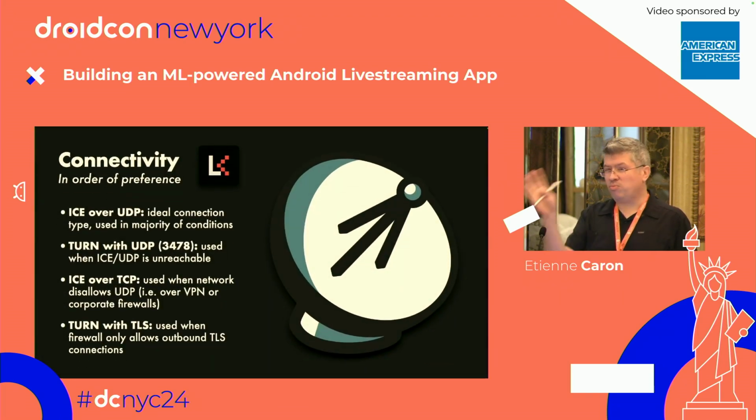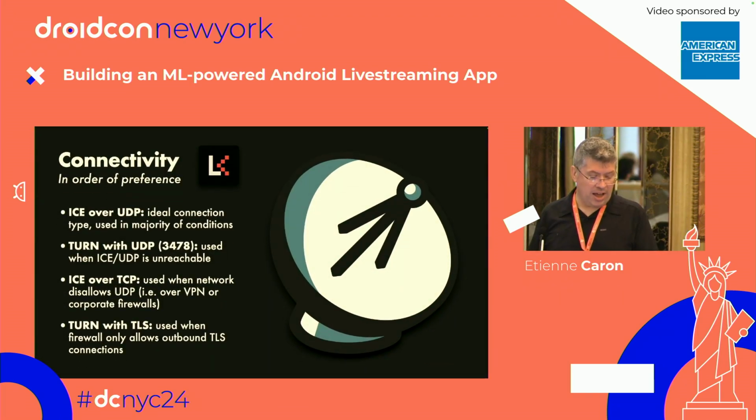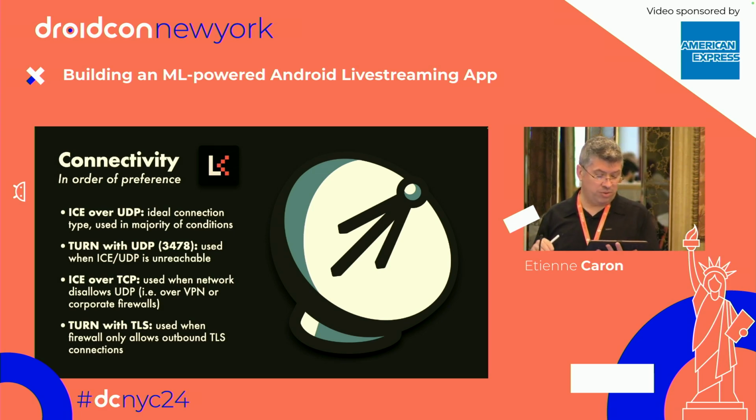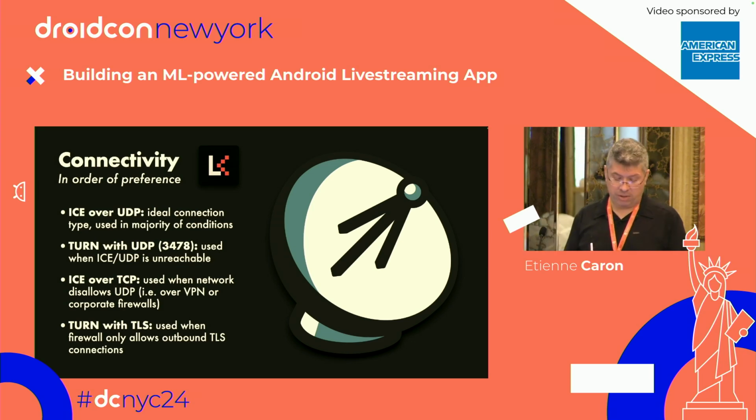So anyway, LiveKit takes care of all that for you. And the thing to remember about LiveKit and its performance is to know that first it's going to try ICE over UDP to get the best possible speed connection between two peers. Then it's going to fall back to TURN with UDP when that's not possible. Then it's going to fall back to ICE over TCP when UDP is totally disabled because of firewall or networking reasons. And at the very last, it's going to try TURN with TLS, when you need to have encryption going because of your different network rules.